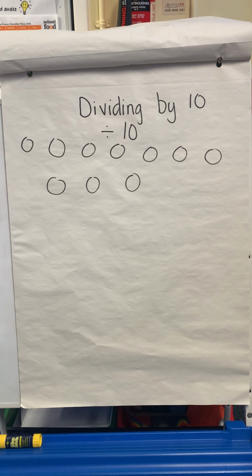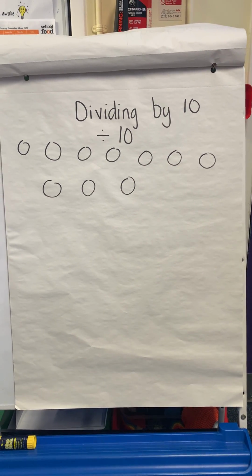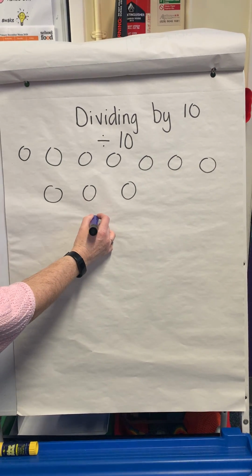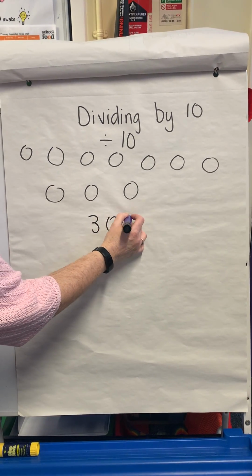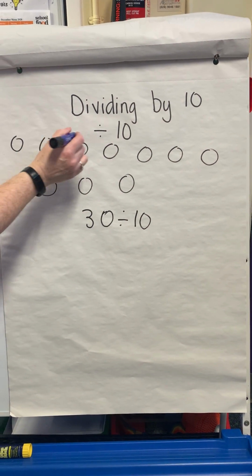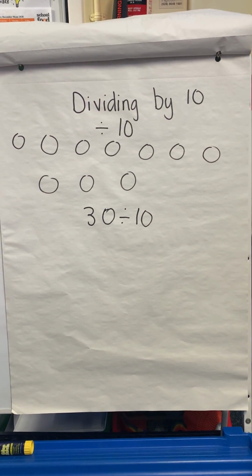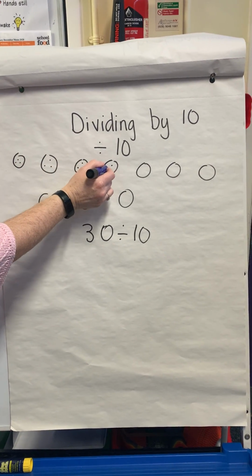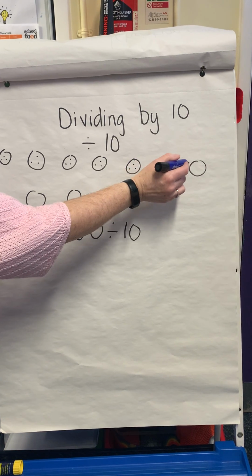Some people think dividing by 10 is very, very easy, and it is when we're just doing our tables. So we're going to think about 30 divided by 10. And if I was to put a little dot and divide 30 out, every person would get 3. Because 30 divided by 10 is 3.